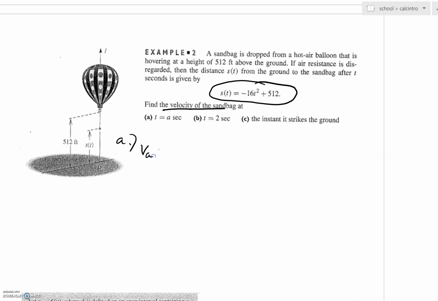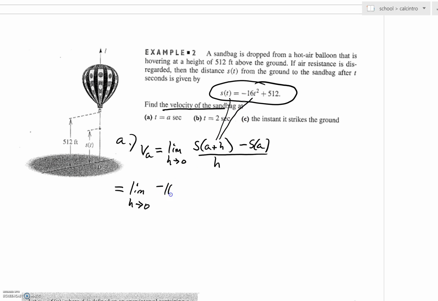We saw that v sub a was the limit as h goes to 0 of s of a plus h minus s of a all over h. We're going to have to work this limit out. And let's see what we've got. So plugging in a plus h everywhere, you'd get negative 16 times a plus h squared plus 512.